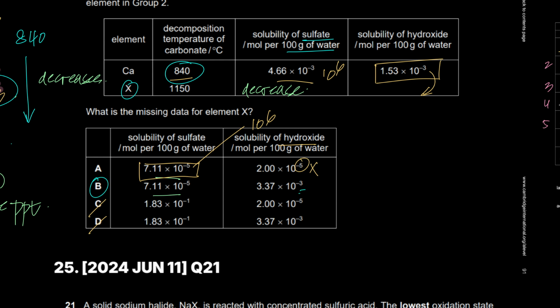B is 3.37 times 10 to the power minus 3, and this is 1.53 times 10 to the power minus 3. So this is a greater value. And if ever you get confused, just multiply this with 1,000. When you multiply this with 1,000, you get 1.53. Multiply this with 1,000, you get 3.37. So which one is greater? 3.37 is greater, which means this is more soluble, right?